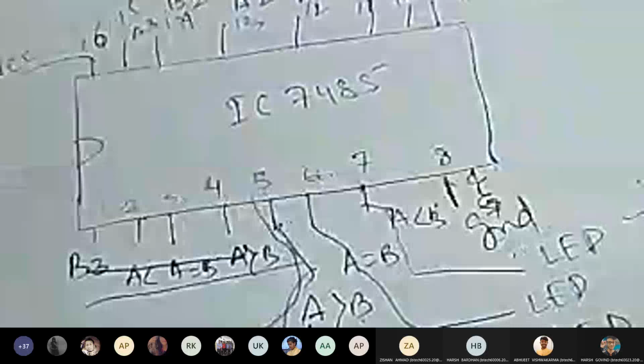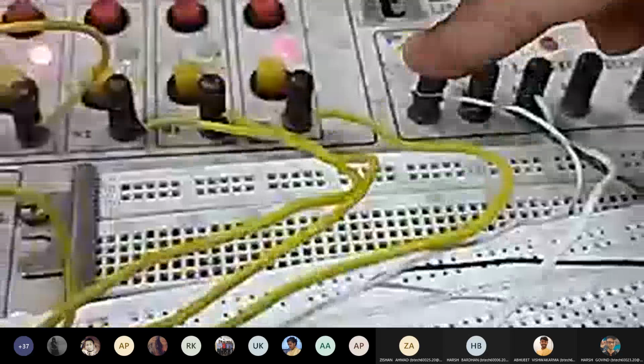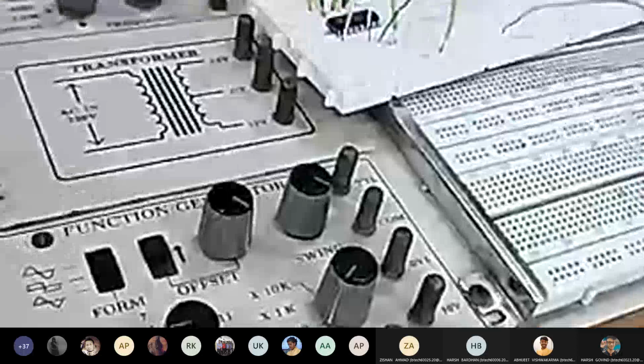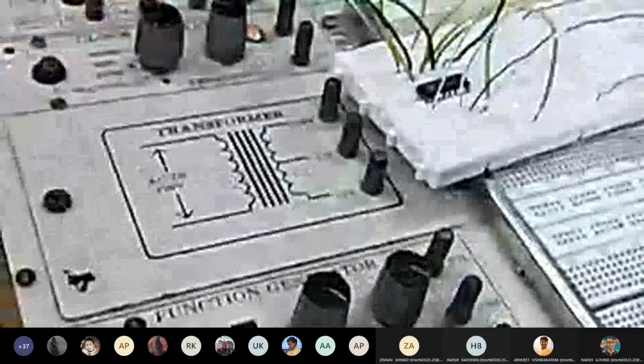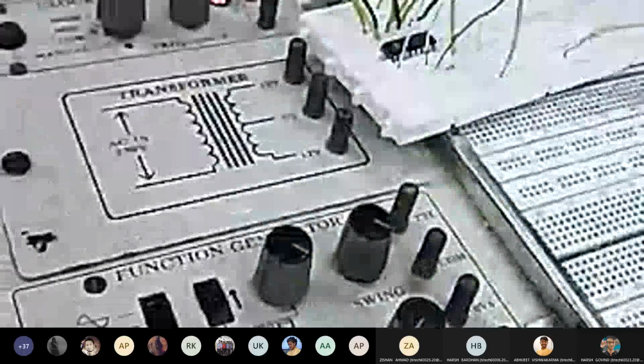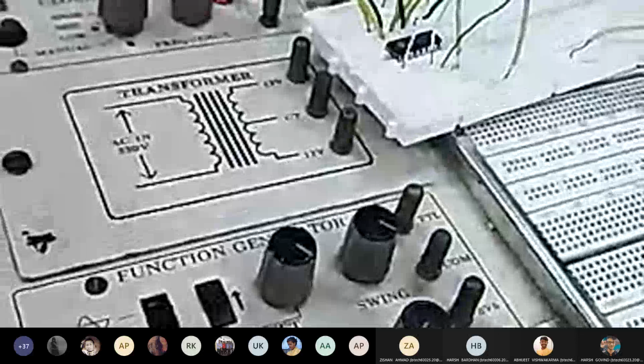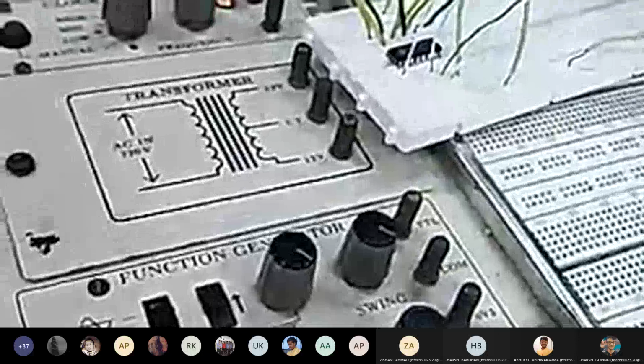So now it will be A is greater than B. A is greater than B means the 5 number pin. So where is this connected? It is connected here, this one. Let us see the value. Is it coming or not? So Sanjay ji, put A0 is 1, A1 is 0, A2 is 1, A3 is 1.